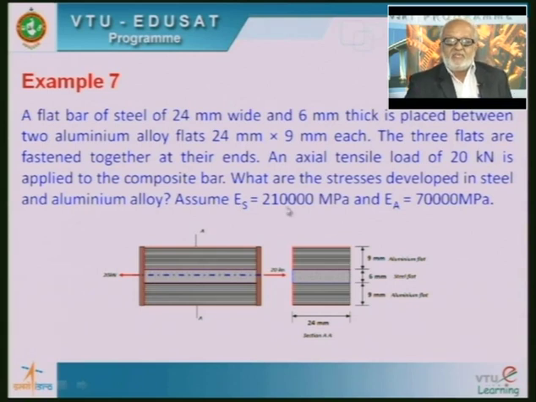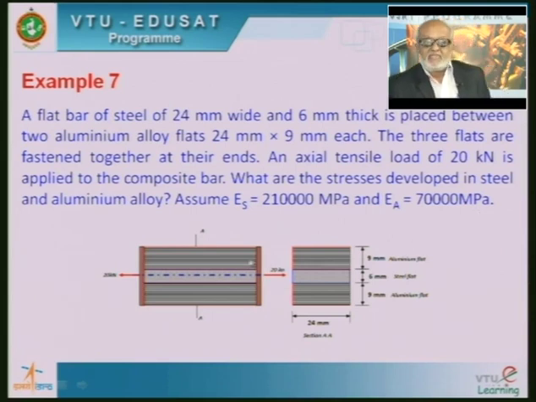Assume ES is equal to 210,000 MPa and EA is equal to 70,000 MPa. So how do we solve such problems? We have developed the basic equations. So we will try to work this problem based on the previous derivations whatever I told.